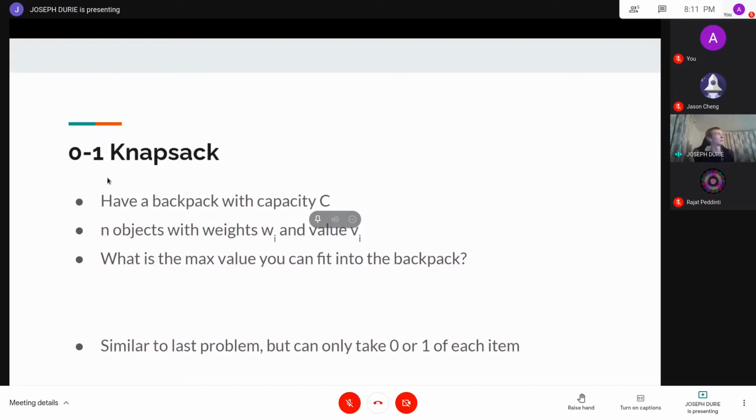Like, to see the problem with it, see if you can think of an example that would break this. Not necessarily numbers, but in general, what kind of case would you not want to always take the one with the biggest value per weight?